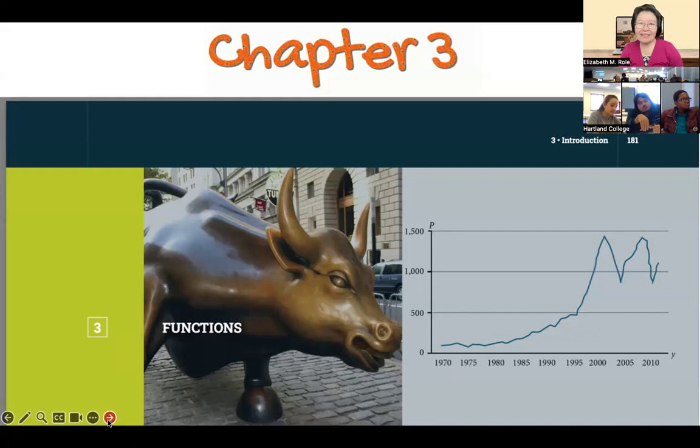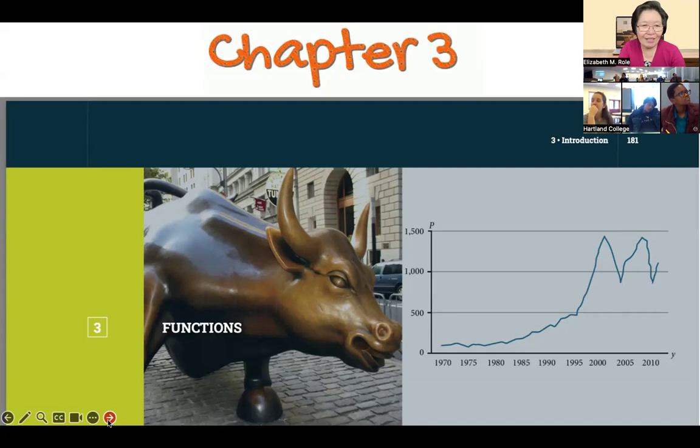So now for chapter 3, we will be talking about functions. You have heard about functions previously, and even when we were dealing with equations, they are very much related. A linear equation can be transformed to a linear function, a quadratic equation to a quadratic function. Absolute value is actually an absolute value function. So we're talking of functions.